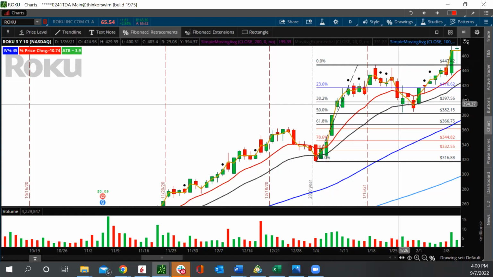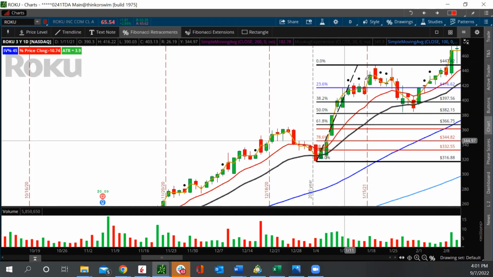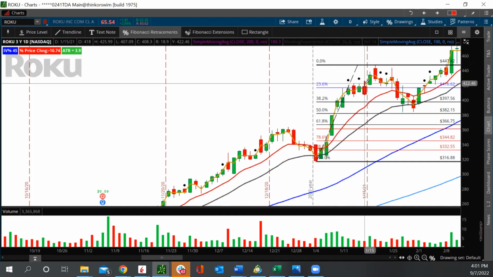But this is just to show you how amazing it is how well this works, and that price does respect and uses those levels at 38.2 to 61.8. And then again, sometimes at 66. So before we move on off of the fib retracements, any questions on that before we get into the extensions? No questions so far. Okay.